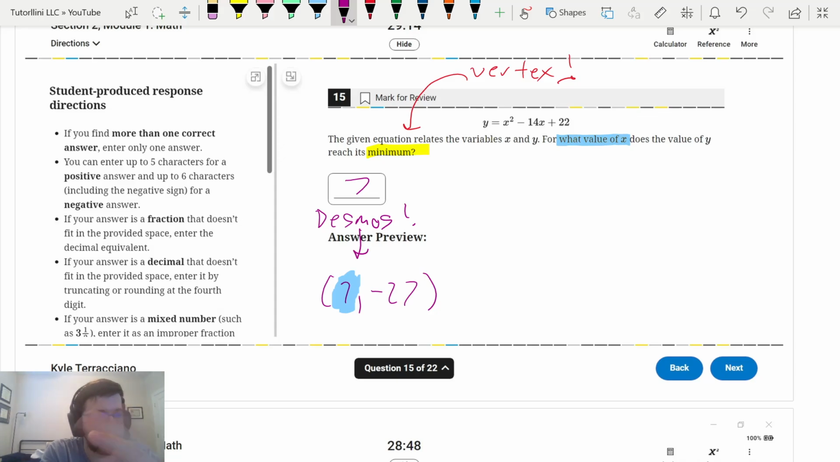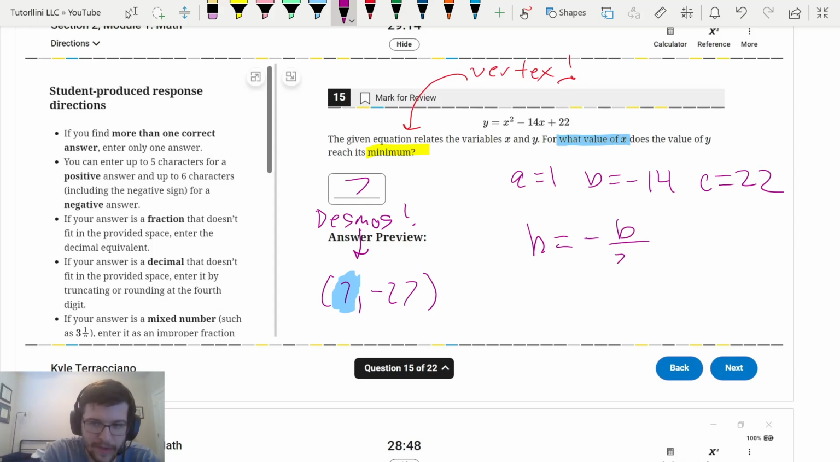Okay, so how you would find the x-coordinate of the vertex by hand from standard form is you write down, okay, a equals 1, b equals minus 14, and c equals 22, ax squared plus bx plus c, right? And now we use this formula, which is really important, and you have to know it. So that's the big reason I'm going through this. Negative b over 2a.